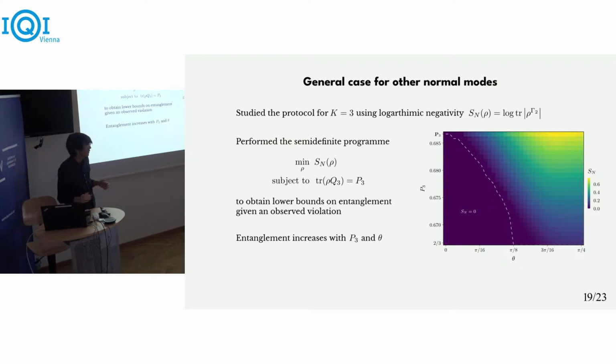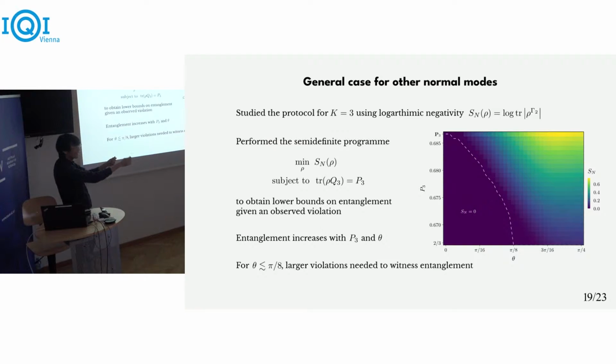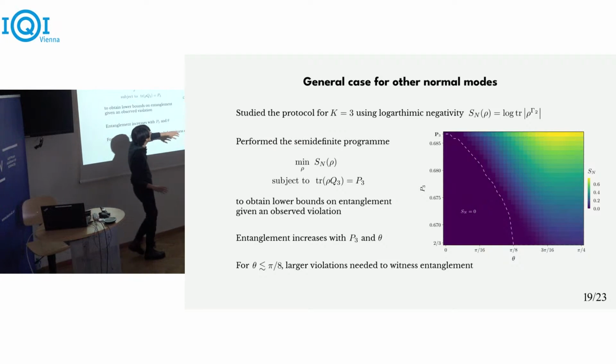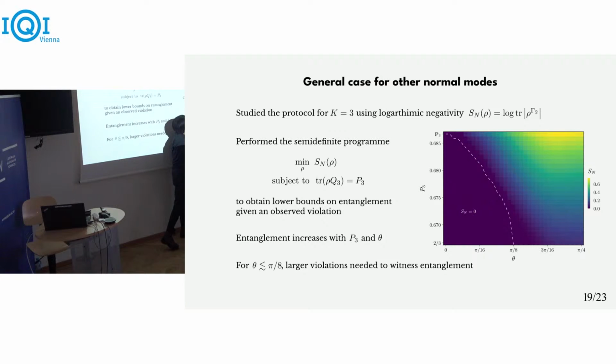What we clearly see is that it increases along that direction, right? So the entanglement increases with a larger violation and with a larger mixing angle. But if you're away from the best case scenario, then you might need larger violations to witness some kind of entanglement. Everything on the right side of this dashed line, up to the gap, we know for sure is not 0. Everything on the left might be 0, might not be.